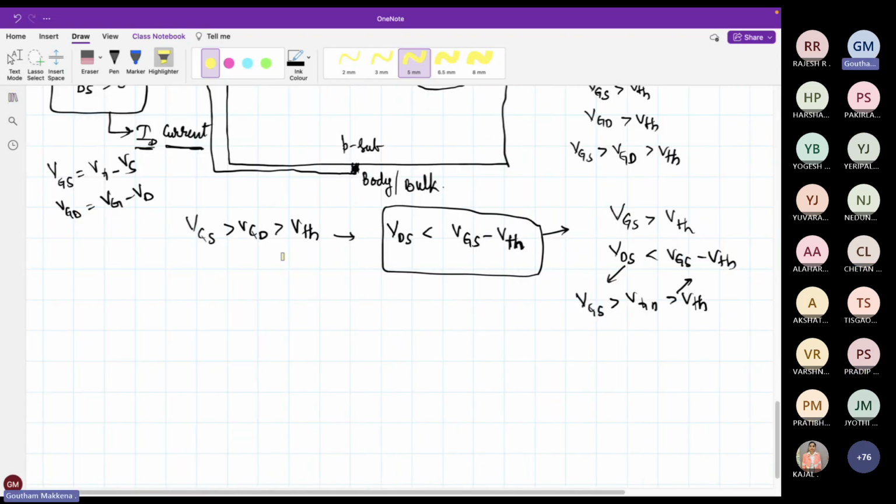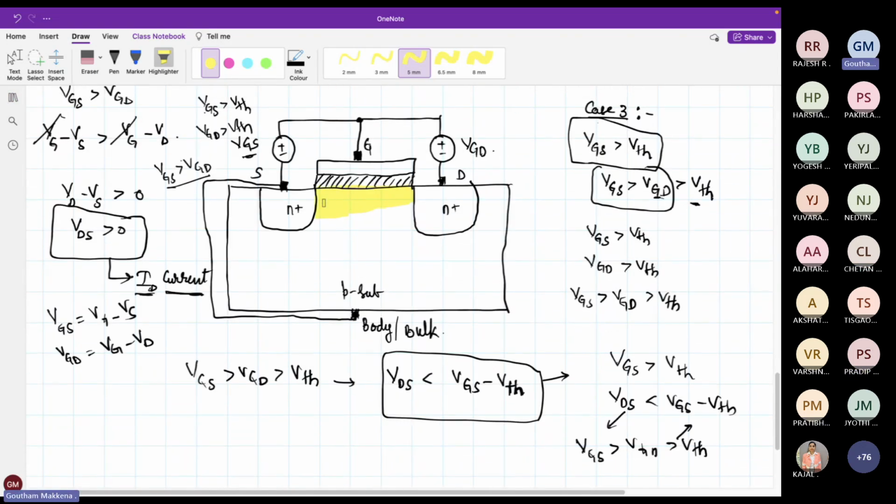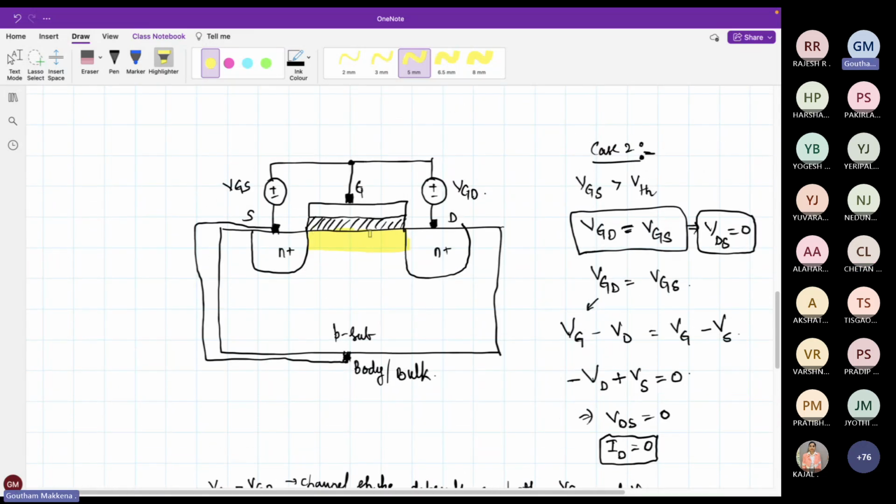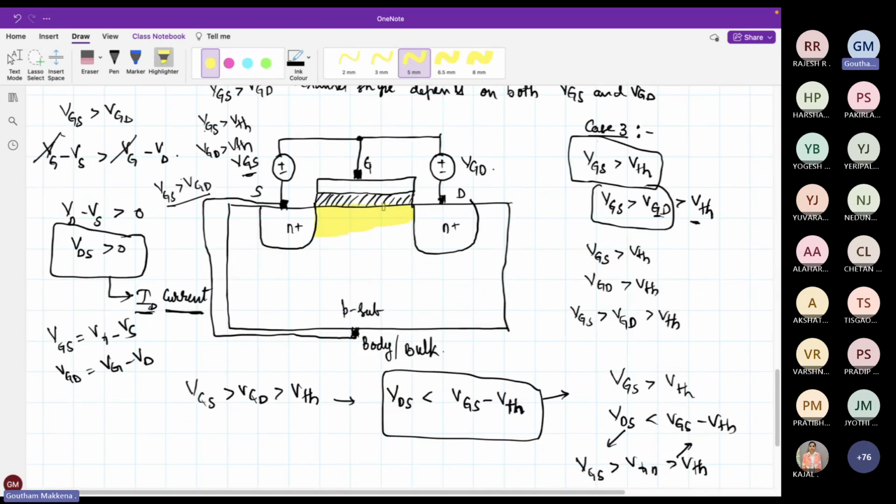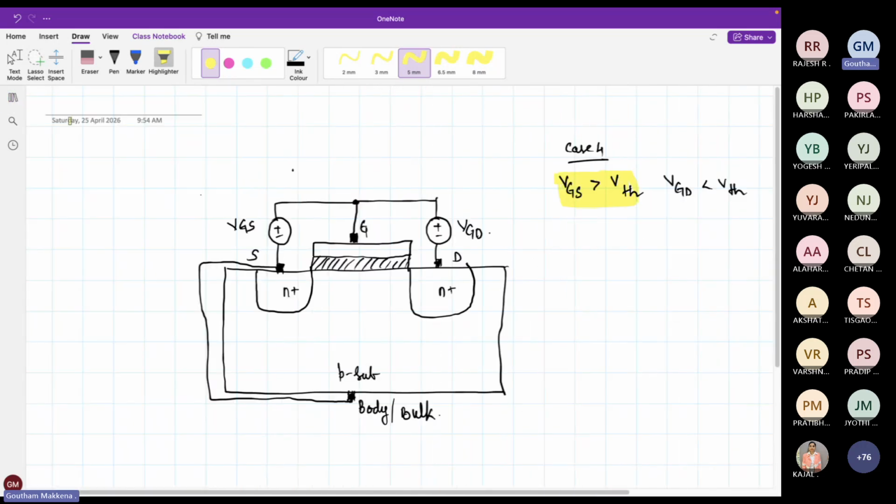In the previous diagram, we have seen the channel is not a perfect cuboid. It is more like a trapezium. Here it is more or less like a rectangle, but in this case it looks like a trapezium because of VGS and VGD. VGS is greater than VTH, so there is a channel on the source side. But what about the drain side? VGD is less than VTH, so on the drain side there is no channel.